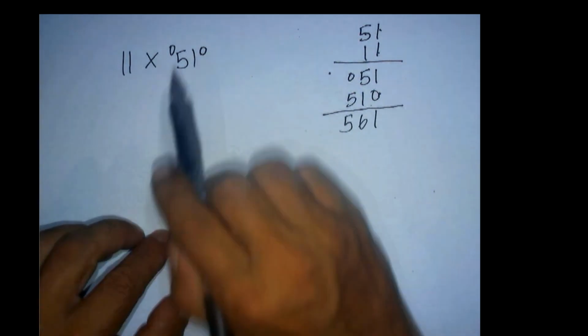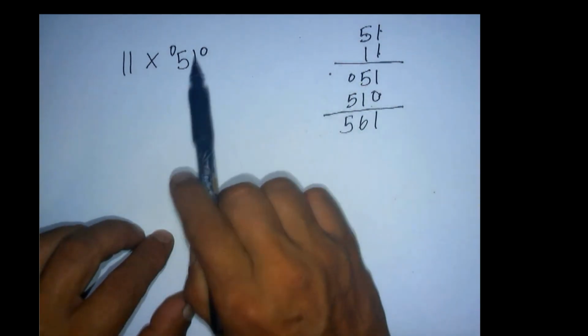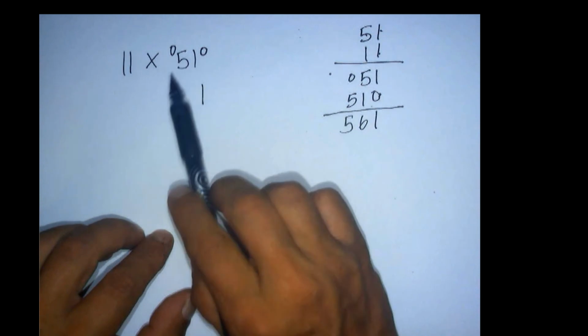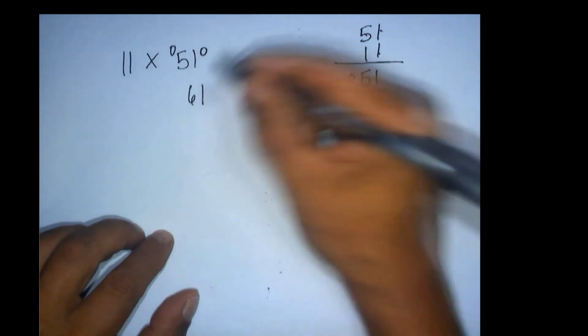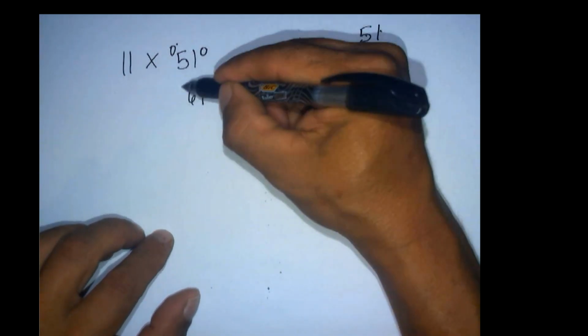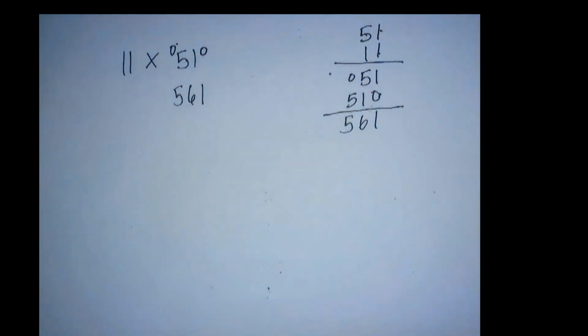And we added 2 numbers at a time. 1 plus 0 is 1. 5 plus 1 is 6. And 0 plus 5 is 5. Cool, huh?